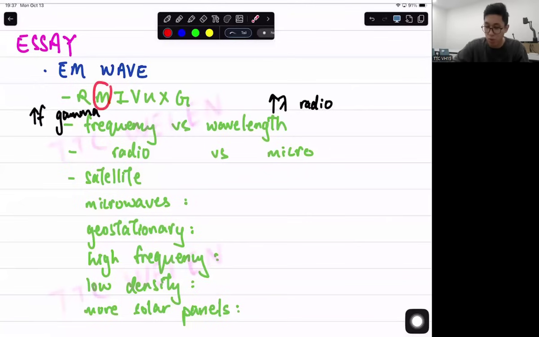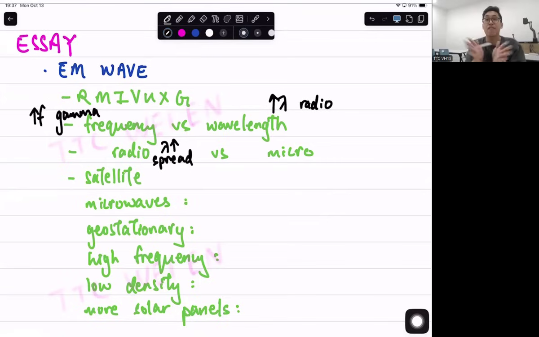Let's say they ask microwave and ultraviolet. They ask you which one has the longer wavelength. You have to know, based on this sequence. So let's say radio and microwave. Radio, the wavelength is longer, which means it can spread more. You know why? Because longer wavelength can diffract, so it can spread to everybody.